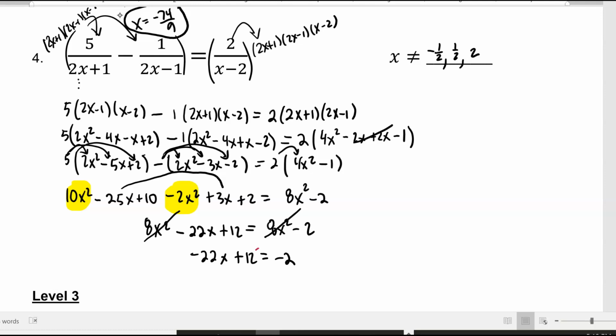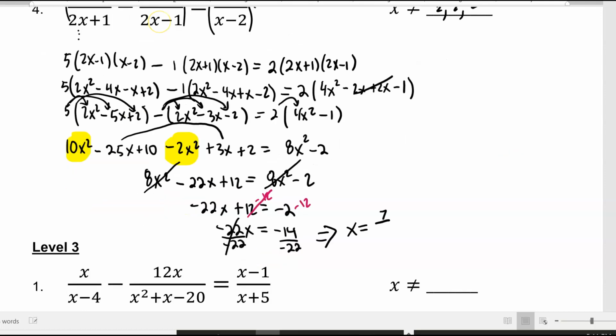Then we're going to subtract 12 from both sides. We have negative 22x equals negative 14, divided by negative 22. And what is that? 2 goes into 14 7 times, and 2 goes into 22 11 times. So our answer is 7 over 11.